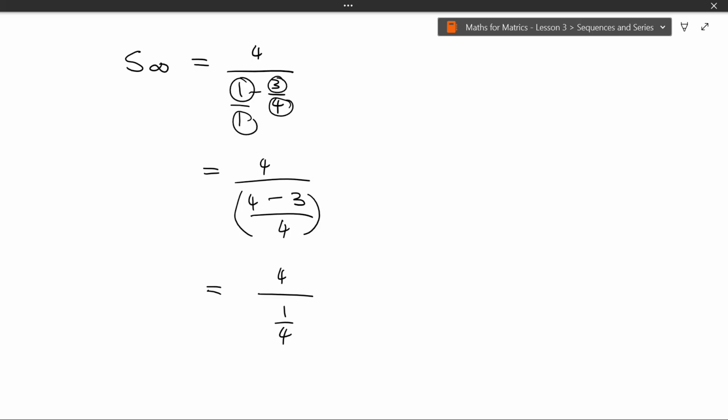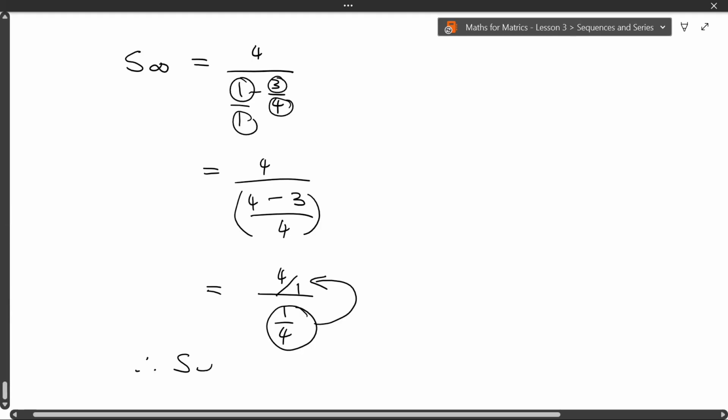The 4 at the top can be written as 4 over 1. So we can take 1 over 4, flip it, and then multiply it with 4 over 1. If we do that, we'll have 4 times 4, and it is equal to 16. Therefore, our sum to infinity is equal to 16.